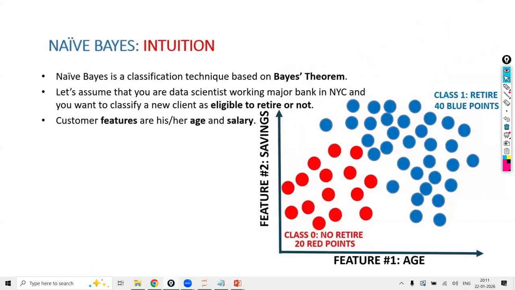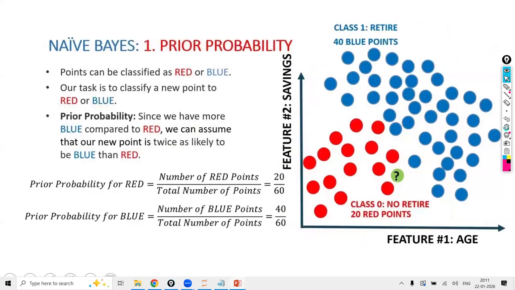So, for example, in this example I'm showing, a total of 60 data points are there. Out of 60 data points, the red points are 20. 20 out of 60 is called the prior probability for red. 40 data points are blue, so 40 out of 60 is the prior probability for blue. This is called prior probability.